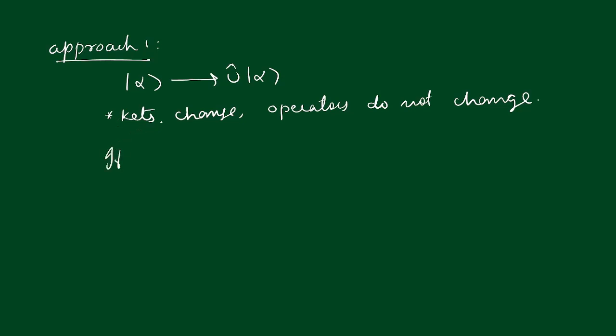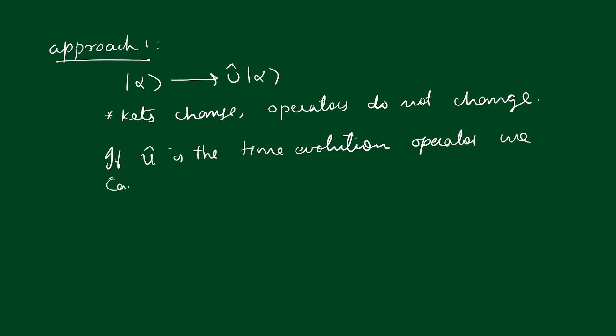Alright. Now we have general alternative. But if u is the time evolution operator, we call this the Heisenberg picture.